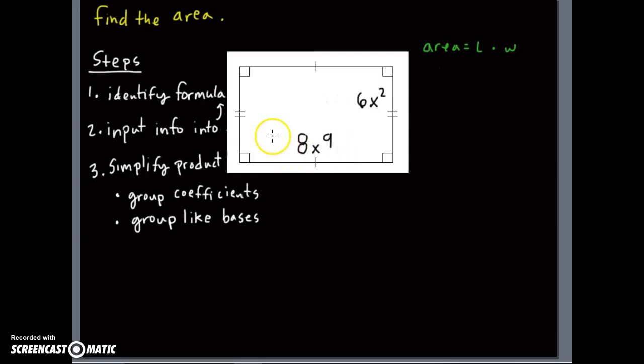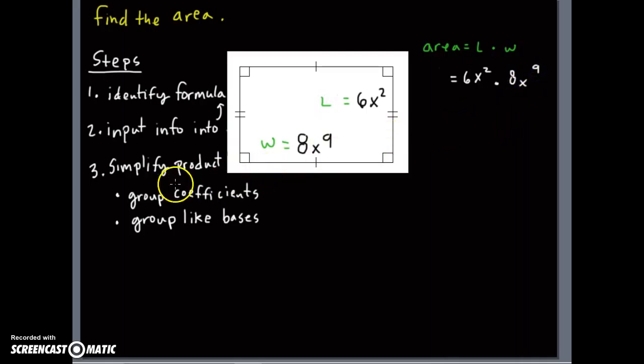We can make one of these the length and one of these the width. It doesn't really matter which one you make the width or the length because you're multiplying them. I'm going a backwards way; most of you would probably think that this is the length. Now I can move into step 2, which is to input the information into the formula that we're using for area. I'm going to replace L with 6x squared, and I'm going to replace W with 8x to the 9th.